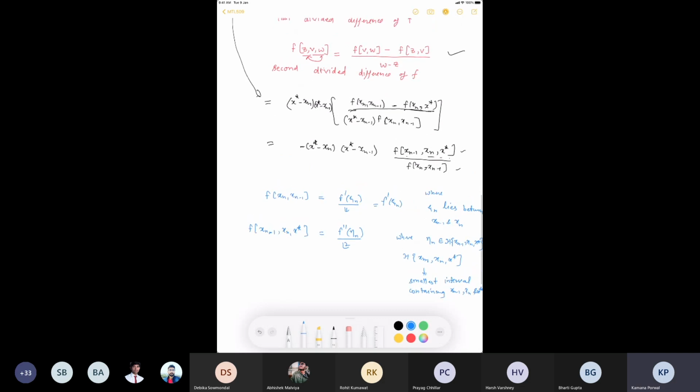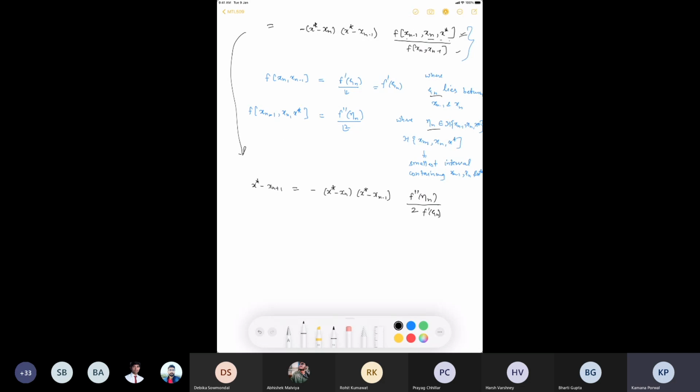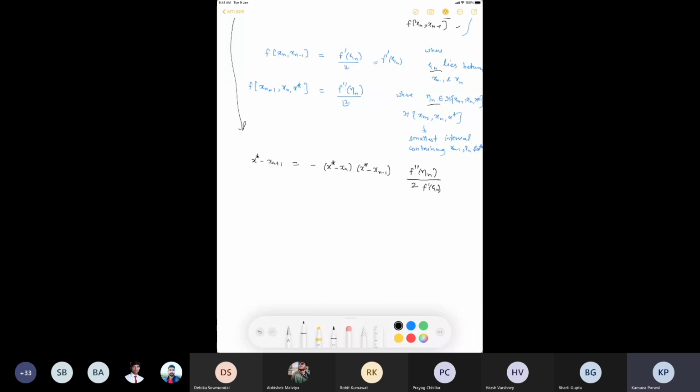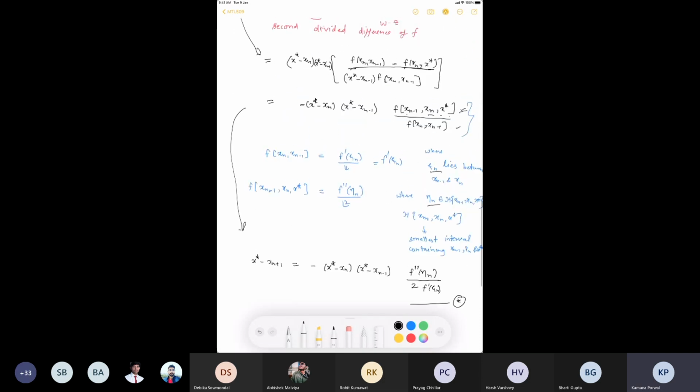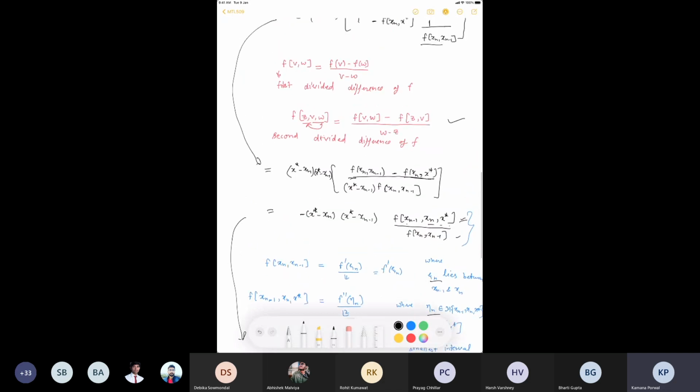If I use them, then I come back to this step. What I have is that x star minus xn plus 1 equals minus (x star minus xn)(x star minus xn minus 1), and this term is f double prime of eta n divided by 2, and the term in the denominator is f prime of xi n, where xi n and eta n are as defined here. Let me give it an equation number, star. Note that I have not explicitly written any requirements on f, such as f being twice differentiable or once differentiable. So you can take this as rough work.